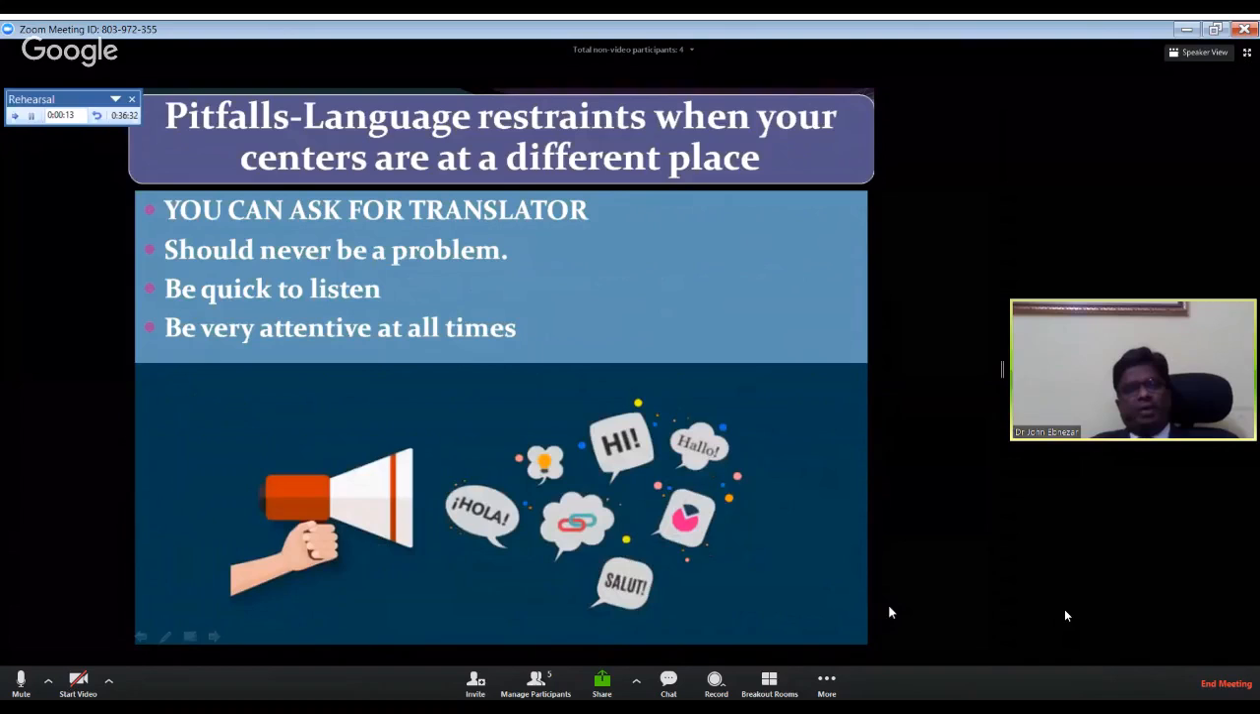I got my center in Kolkata. They couldn't understand Kannada, they couldn't understand English or Hindi, so they gave me a translator. That should not be a problem. They had to listen to me again, and they were traumatized.